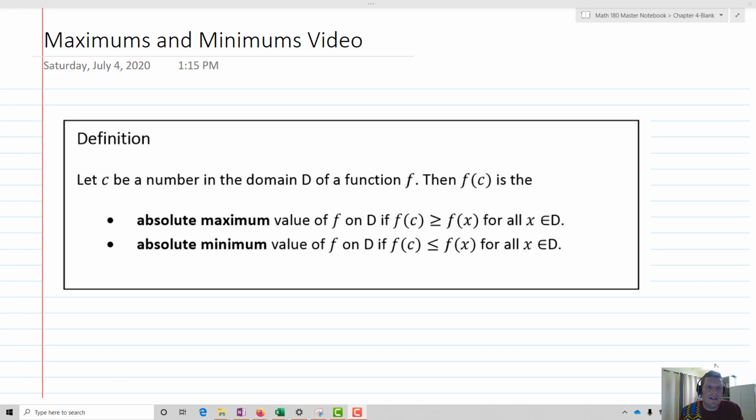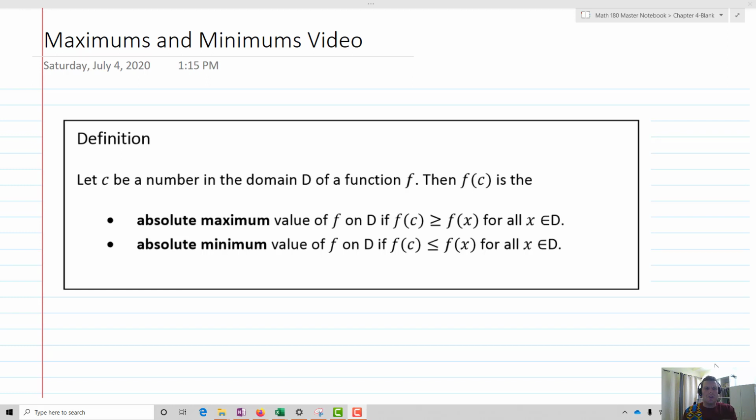So what we're going to do today is to talk about maximums and minimums. Let's start out with an absolute minimum and an absolute maximum, and then we'll move on to talking about what we call relative minimums and relative maximums, and then we're going to talk about how it is that we actually go about finding minimums and maximums.